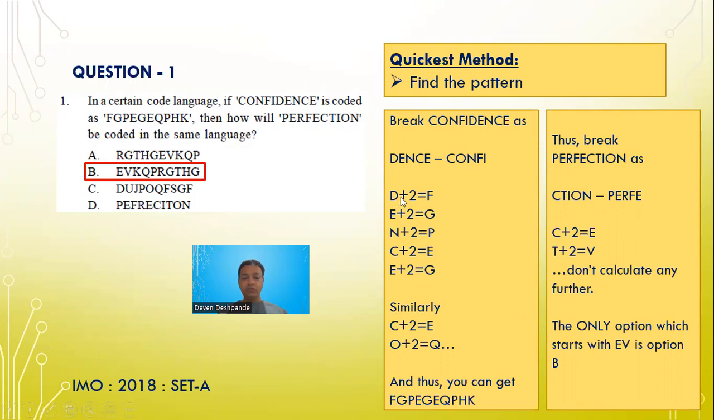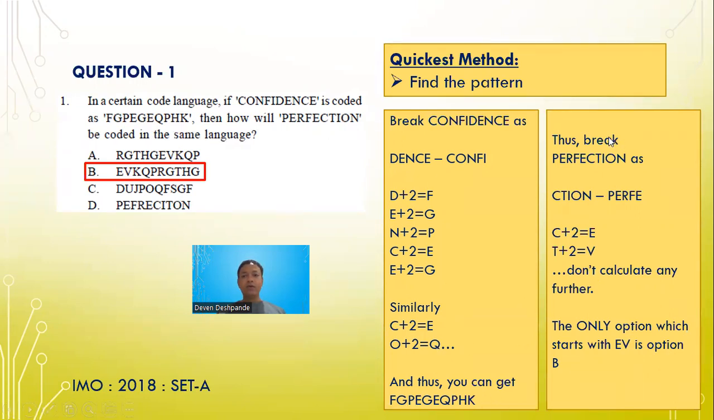So what is D plus 2? D plus 2 is A, B, C, D, E, F. D plus 2 is F. E plus 2 is G. Similarly, you will get the pattern if you add 2 to D, E, N, C, E. Each of the letters, if you add 2, you will get F, G, P, E, G. Similarly, if you add 2 to C, O, N, F, I, C plus 2 is E, O plus 2 is Q, and you will get EQPHK. Okay, so you will get this complete letter.